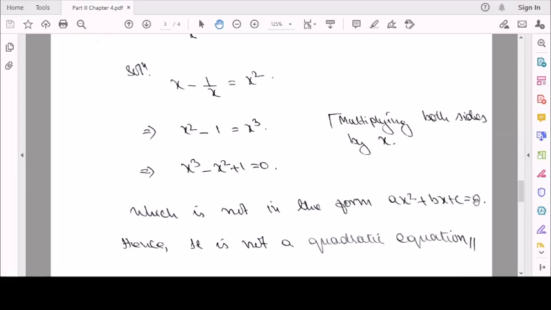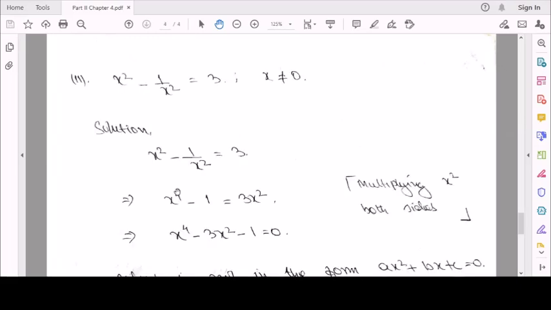In the lower classes, in class 6, maybe you have come across this law of indices, but we will apply that law here. If you multiply x power 2 with x power 2, you'll get x power 4. Then the next term, minus 1 by x squared, you multiply with x squared and the x squared gets cancelled, you'll get only 1. And the right side is 3 multiplied with x squared, it is 3x squared.